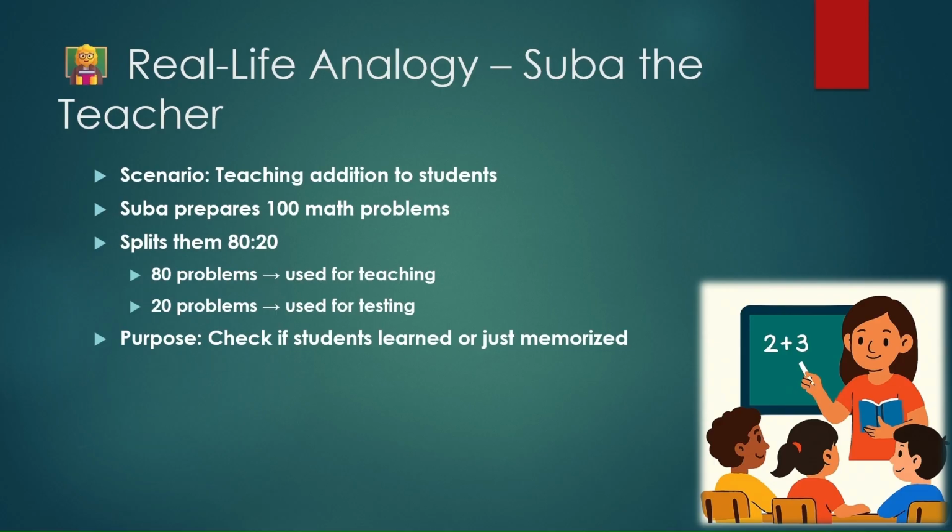80 problems are used to teach the students how to perform addition. 20 problems are reserved to test whether the students have truly learned the concept. Importantly, the test problems are not shown during the training phase. This separation helps Subha evaluate whether the students have genuinely learned the method or are simply memorizing the examples. This evaluation process mirrors what we call model evaluation in machine learning.